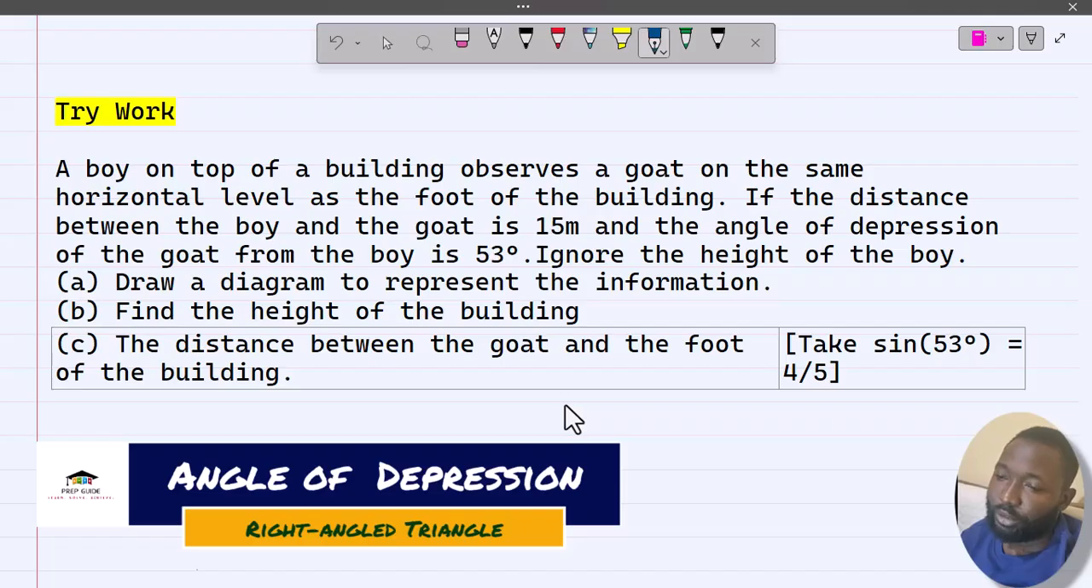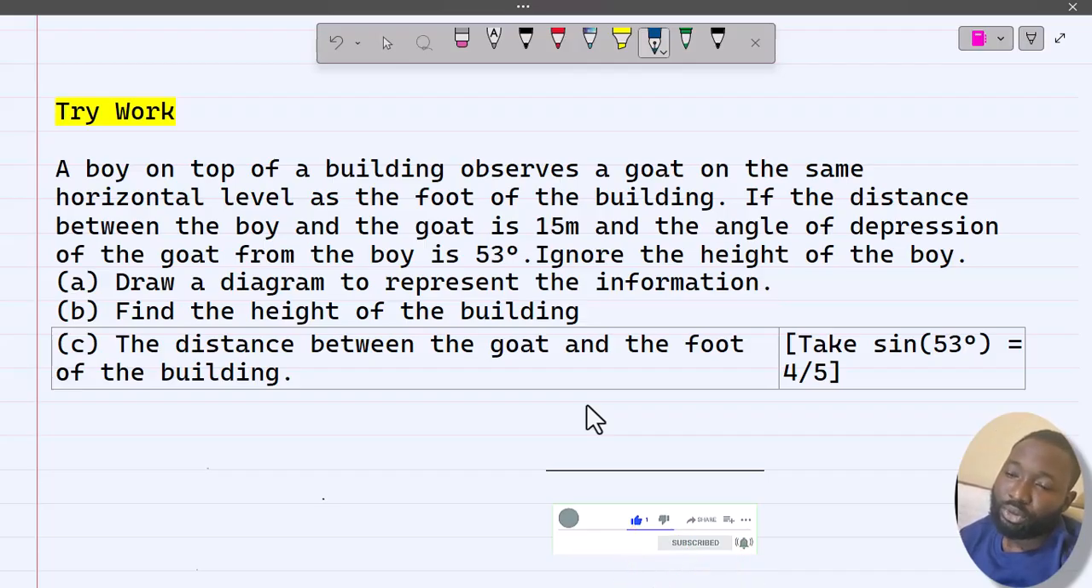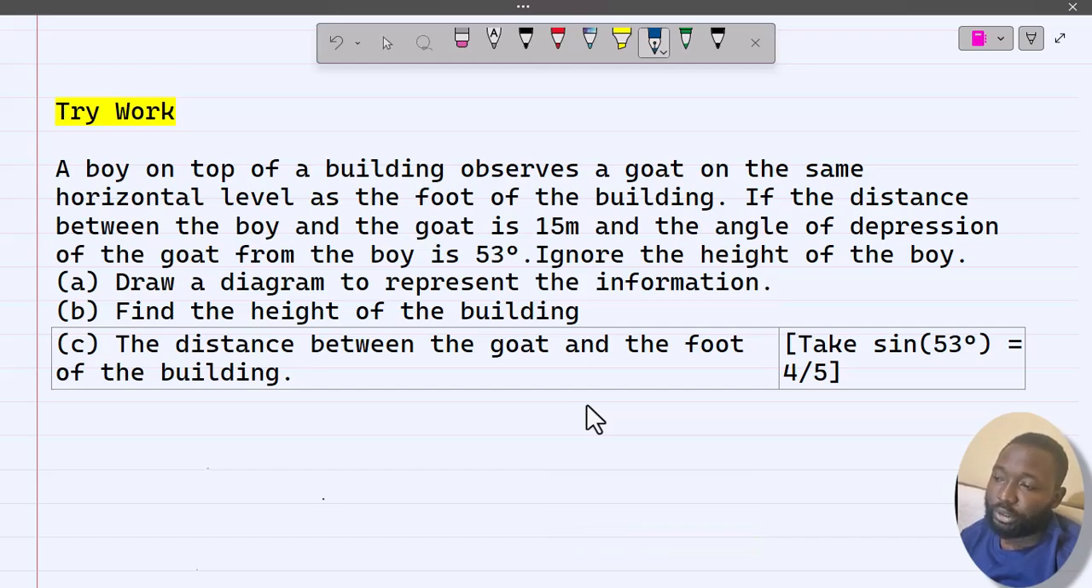Okay, so welcome back. We want to solve the last try question here, and then we move on to angle of elevation. We solve two examples under that, and then we take another topic. So let's quickly dive into the question.